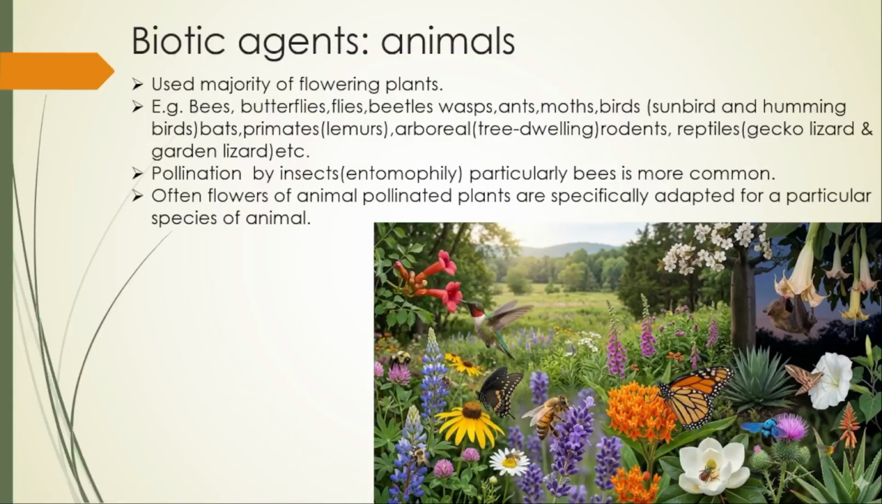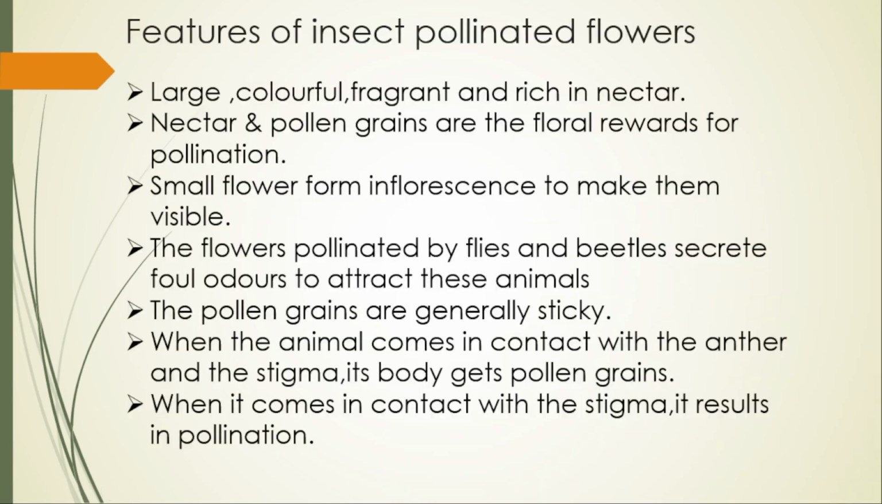So these all are examples of biotic agents. Pollination by insects, that is entomophily, particularly by bees, is more common. Entomophily means pollination by insects. Flowers of the animal pollinating plants are specifically adapted for a particular species of animal. Means specific plants will be specifically adapted for specific species of animals.